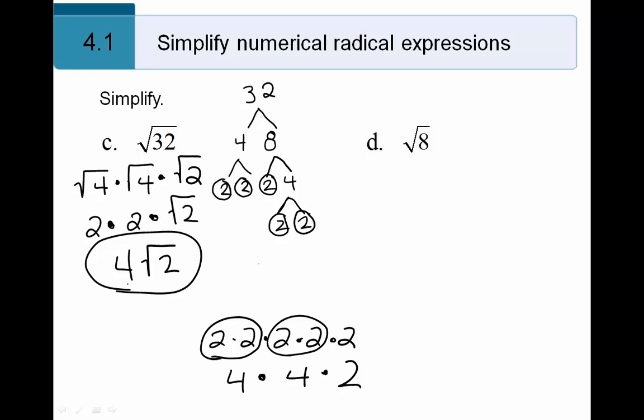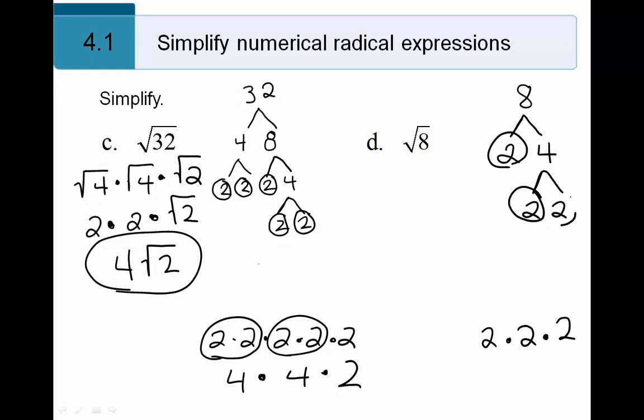Alright, let's try the next one. Square root 8. Let's simplify that. I'm going to do a factor tree for 8. 2 multiplied by 4 is 8. 2 multiplied by 2 is 4. So the prime factorization is 2 multiplied by 2 multiplied by 2. And I'm looking for pairs. You have one pair. That perfect square is 4. You have a leftover 2.